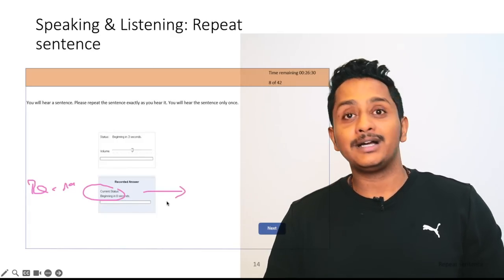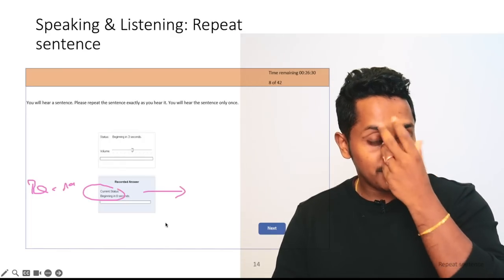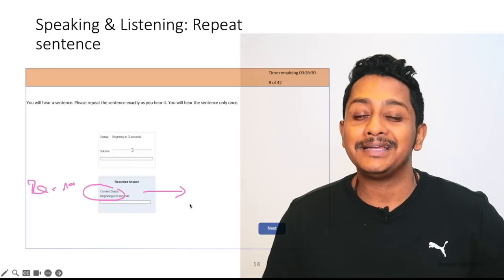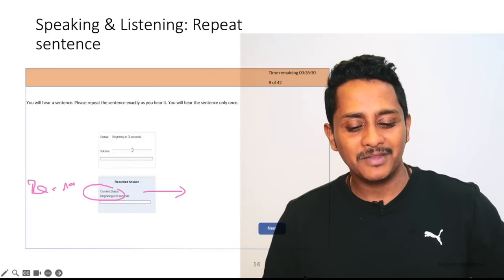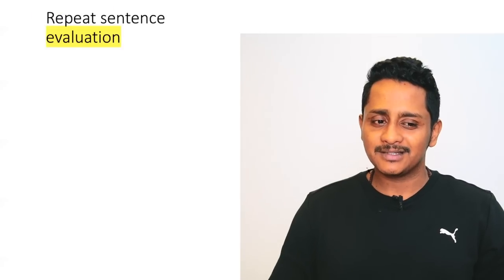So don't close the eyes and listen and just speak. You can close the eyes and listen, but when you speak, open the eyes and see your recording, then start speaking. This is the most important criteria. We will move on to the evaluation part.